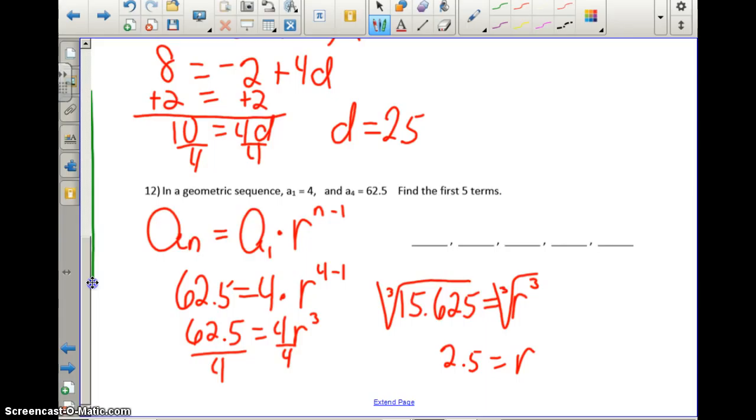So now my first term is 4. 4 times 2.5 is 10. 10 times 2.5 is 25. 25 times 2.5 is 62.5. And then 62.5 times 2.5 is 156.25. And there would be the first 5 terms of the sequence.